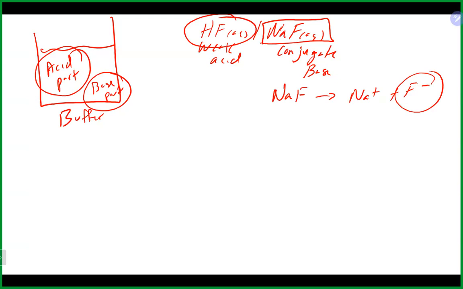And that's why it's sometimes referred to as the salt of this conjugate base, because it has a salt that's just an ionic compound. So that's what the sodium is there for, not really doing anything in terms of the actual buffer part of it. So why does this work well?